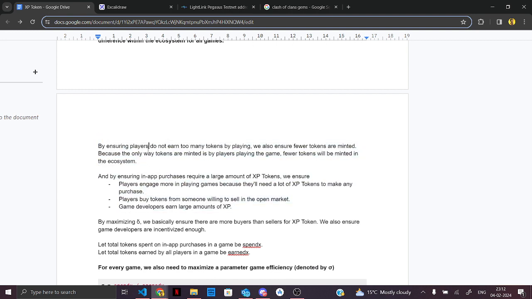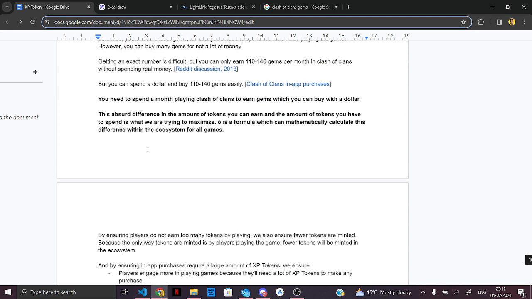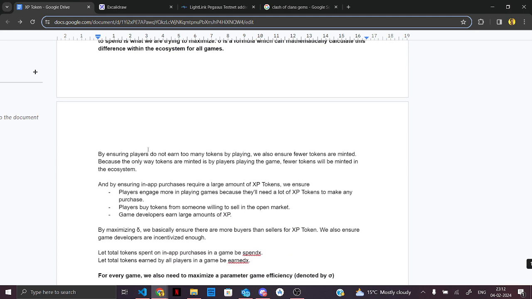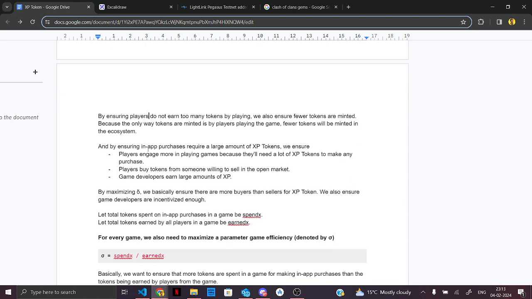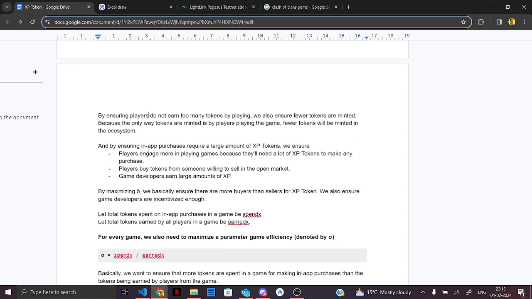By ensuring players do not earn too many tokens while playing, we also ensure fewer tokens are minted, because the only way tokens are ever minted in this ecosystem is by players playing the game. Fewer tokens will be minted in the ecosystem, and in-app purchases will require a large amount of XP tokens.